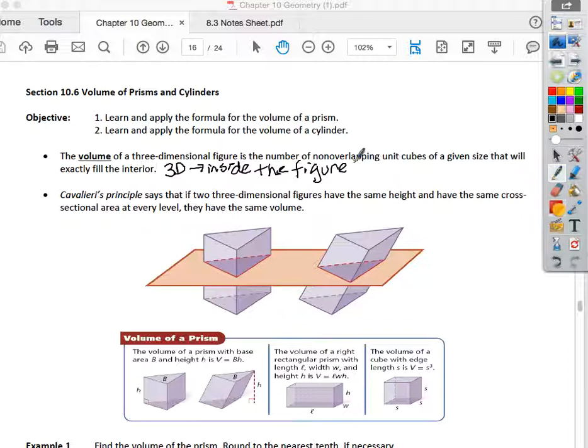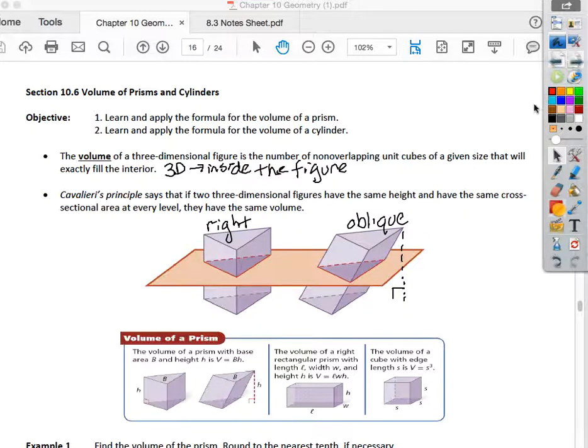Cavalieri's principle says that if two three-dimensional figures have the same height and the same cross-sectional area at every level, then they have the same volume, even if one is right and the other is oblique in nature. Okay, remember, if it's oblique, the height is still going to be formed just like it would at the doctor's office outside of the triangle, or in terms of this, the prism, which is totally okay. Notice that's illustrated down below here.